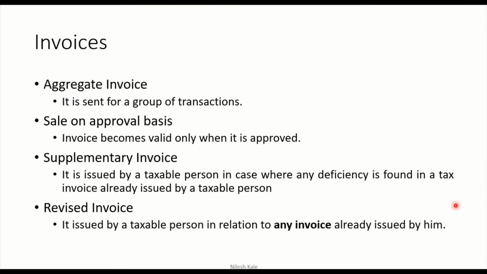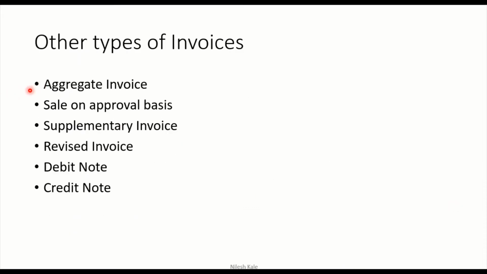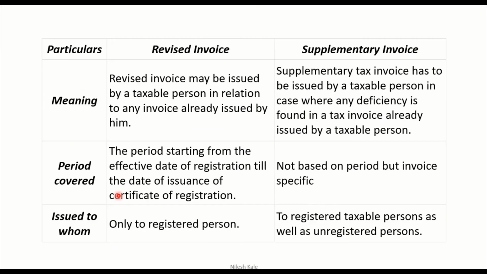So we have seen these many types of invoices: aggregate invoice, which is issued one at a go for many transactions; sale on approval basis, when the transaction is approved by the receiver; and supplementary invoice, which means you are issuing this invoice in addition to the previous invoices. Revised invoice means you are issuing the next changed or rectified invoice. Okay, now let us learn what is this debit note and credit note.